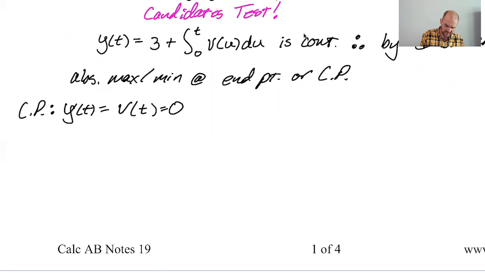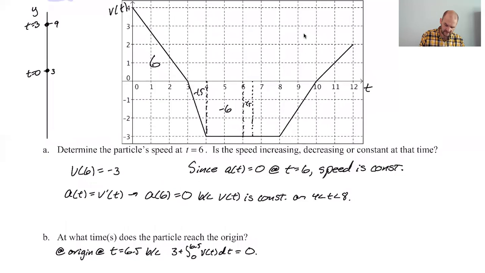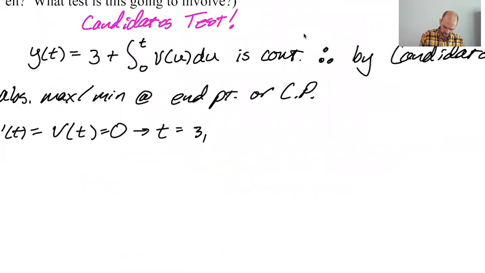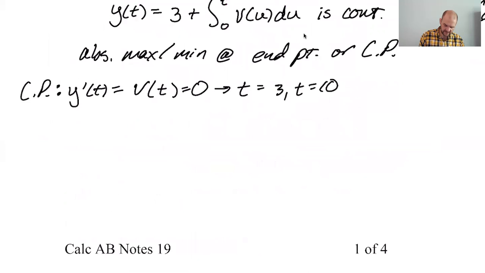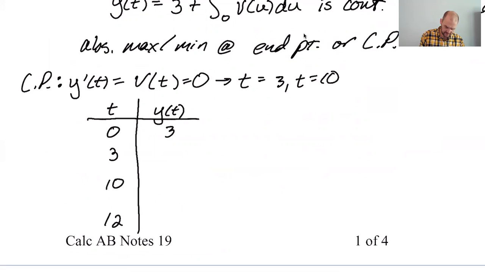Y prime, this doesn't really look like a y prime. y prime equals v of t equals 0. So that happens at, I feel like we've talked about those points. T equals 3 for sure, t equals 10, 3 and 10. Okay, so now we just make our table. We got t, we got y of t. So at 0, which we know is 3, at 3, at 10, and at 12.